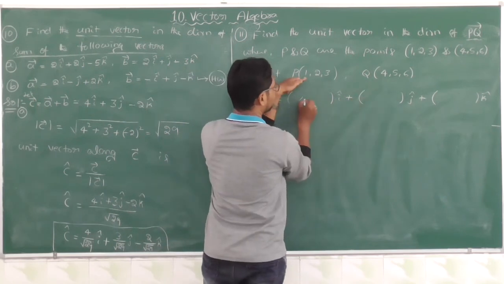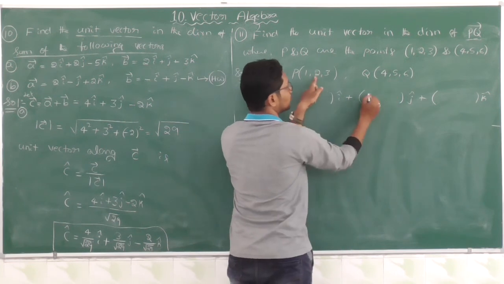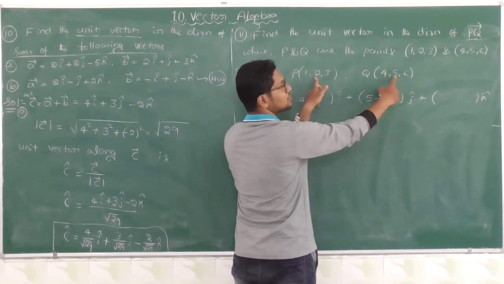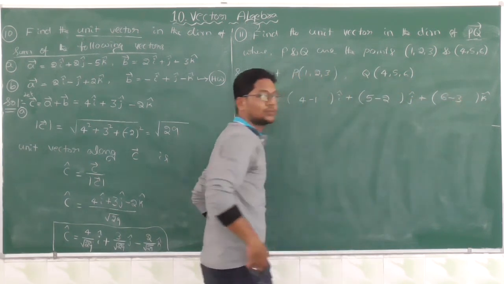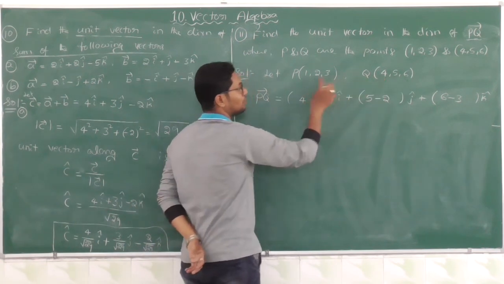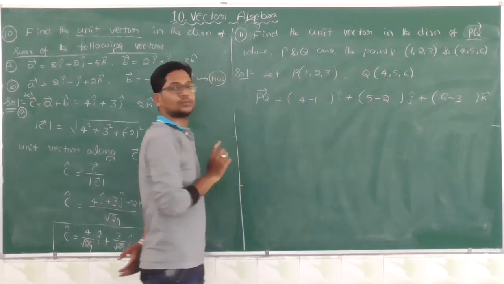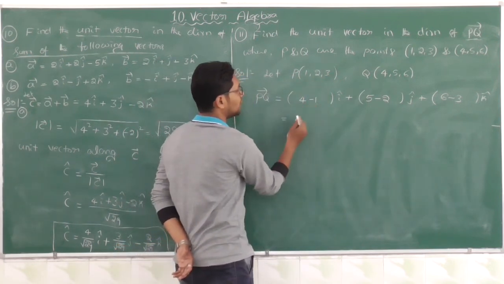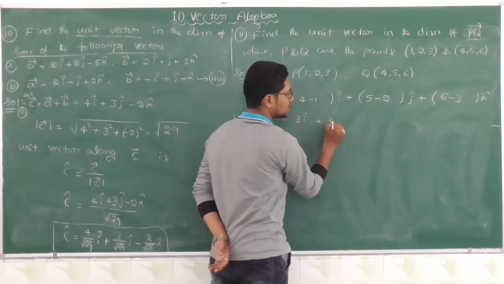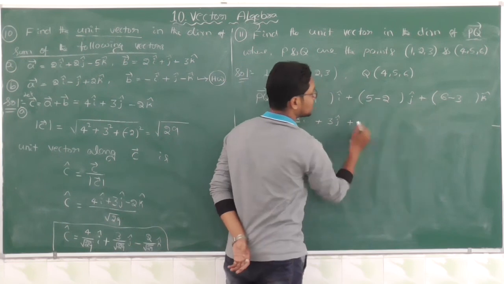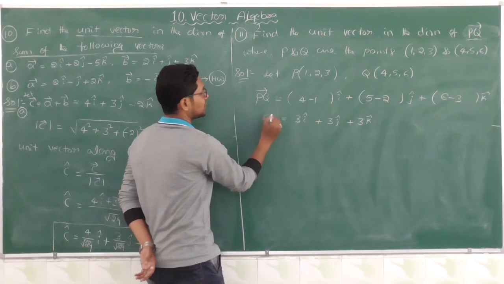4 minus 1, 5 minus 2, 6 minus 3. Once again, 4 minus 1, 5 minus 2, 6 minus 3. That's it. That equals 4 minus 1 is 3i, plus 5 minus 2 is 3j, plus 6 minus 3 is 3k. So this is the PQ vector.